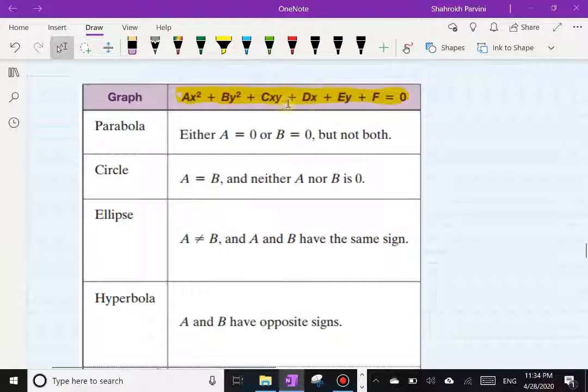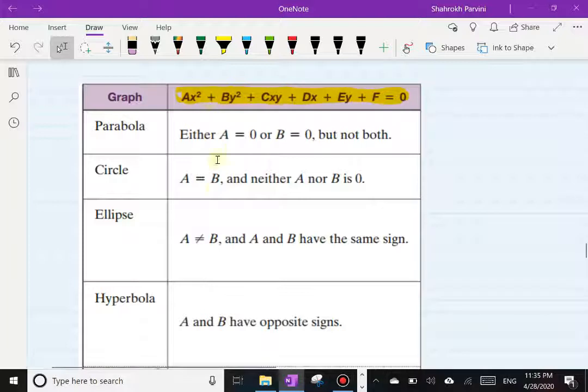Okay, so that's going to be some kind of an oblique hyperbola. Now, when a is 0 or b is 0, so if one of them is 0, we get a parabola. Of course, it depends on whether a is 0 or b is 0. That's what determines whether we have a vertical or horizontal parabola, but we are just interested in the parabola. Don't worry about sideways or vertical.